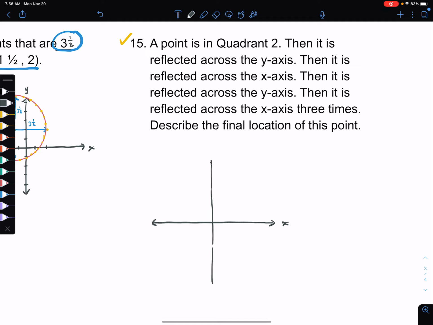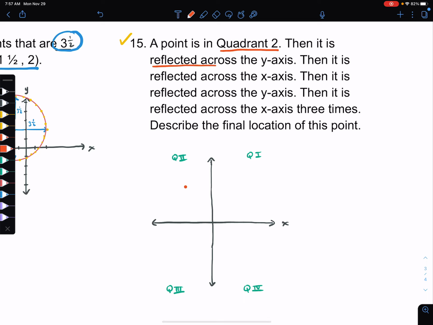That's awesome. Let's see. So a point is in quadrant 2. So I'll write my quadrants here. Here's 1, here's 2, here's 3, and here's 4. And so we have a point that's in quadrant 2. So I'm going to put it right over there. That's fine. So that's where we started off.